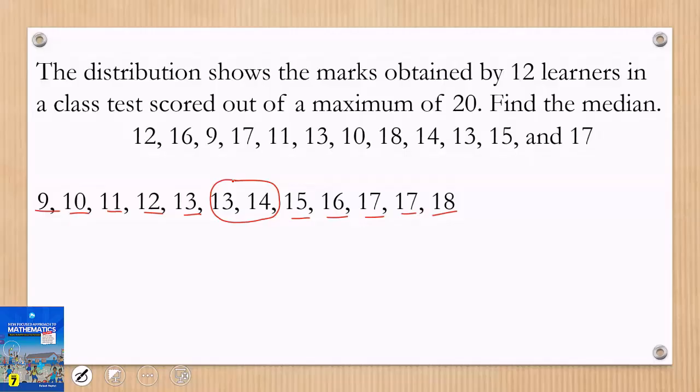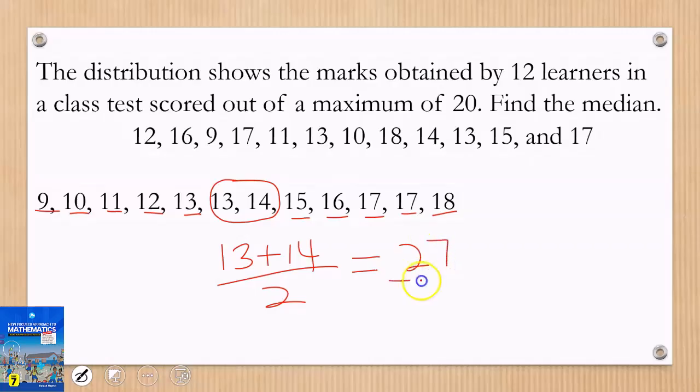the average. So what you do is that you just add 13 plus 12, and divide by 2. And 13 plus 12 will give you 27. You divide by 2, and that is going to give us 13.5. And so here our median score is 13.5. Okay, so that is that.